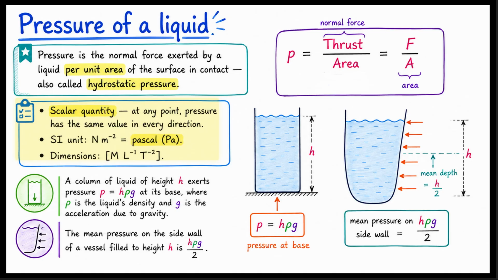There is one extra result you should keep on the shelf for later. A column of liquid of height h sitting on a base exerts a pressure of h rho g on that base, where rho is the liquid's density and g is the acceleration due to gravity. The average pressure on the side wall of the same vessel is exactly half of that value, h rho g over 2. We will use the depth form over and over in this lesson.